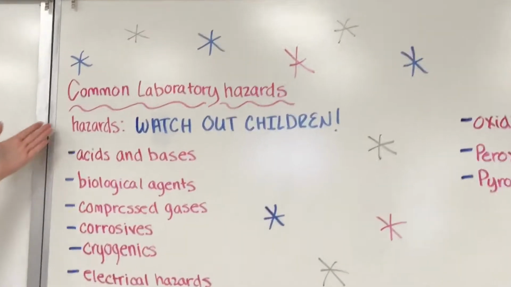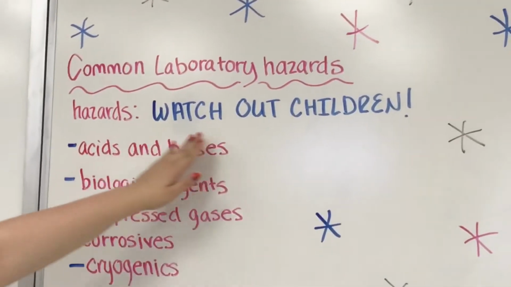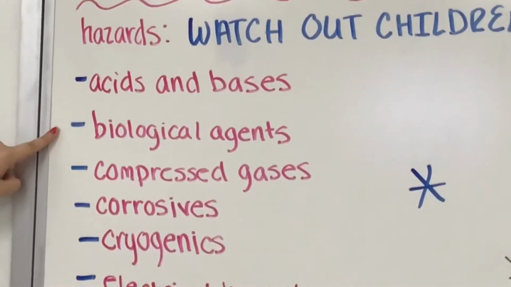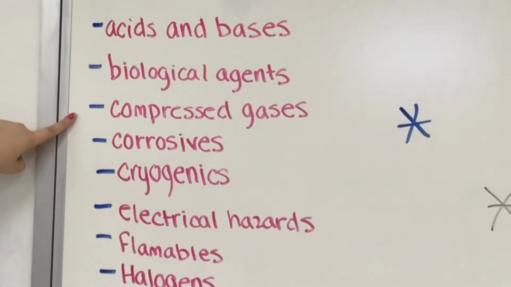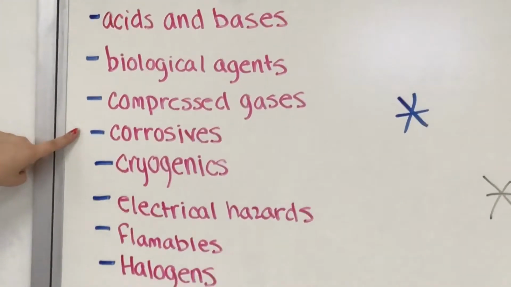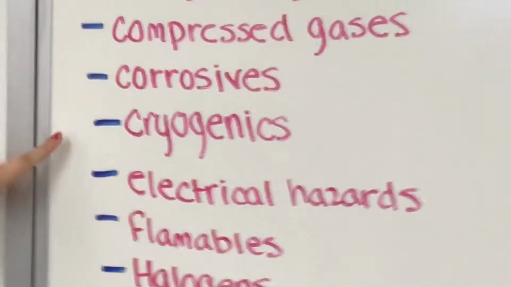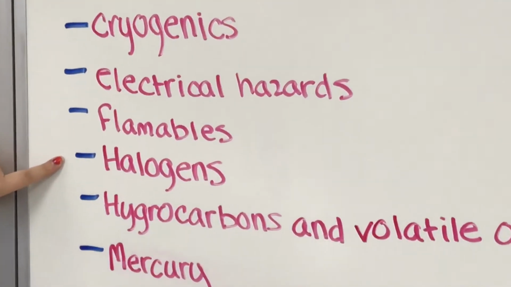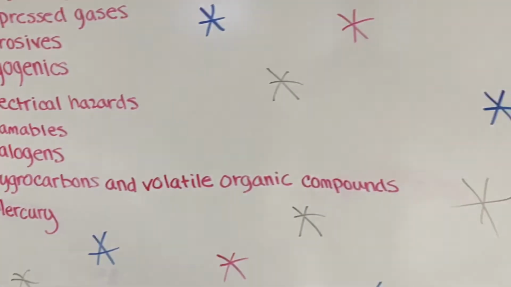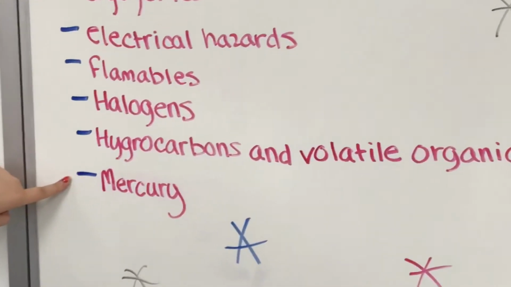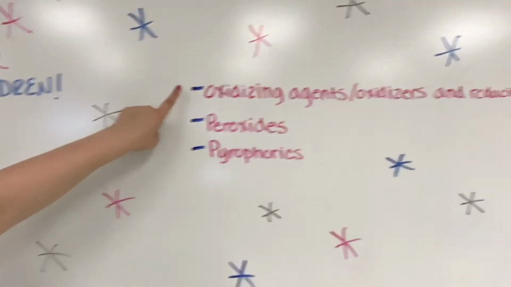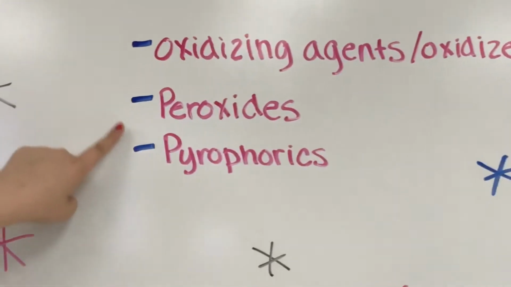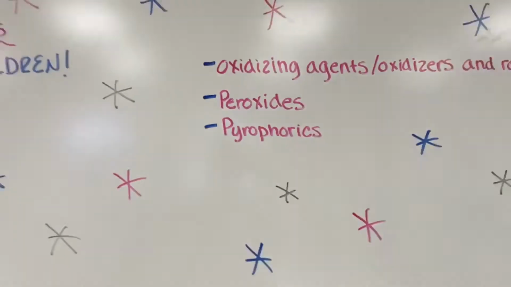Now we will discuss common laboratory hazards. The hazards you should watch out for are acids and bases, biological agents, compressed gases, corrosives, cryogenics, electrical hazards, flammables, halogens, hydrocarbons and volatile organic compounds, and mercury, as well as oxidizing agents and oxidizers, reducing agents, peroxides, and pyrophorics.